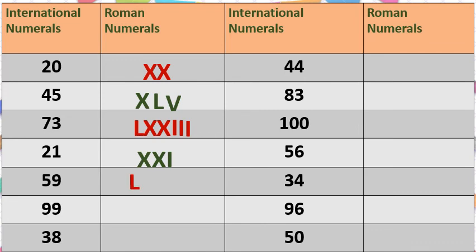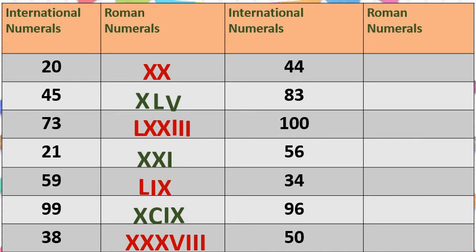59. Again, 50 we will write first. And then 9. 9 also you know how to write. Then 99. Yes, 100 we will write first. Then to the left we will write 10. Then it became 90. And on this side we will write 9. Okay, got this? Now 38. 38, very easy. So I have written it directly.